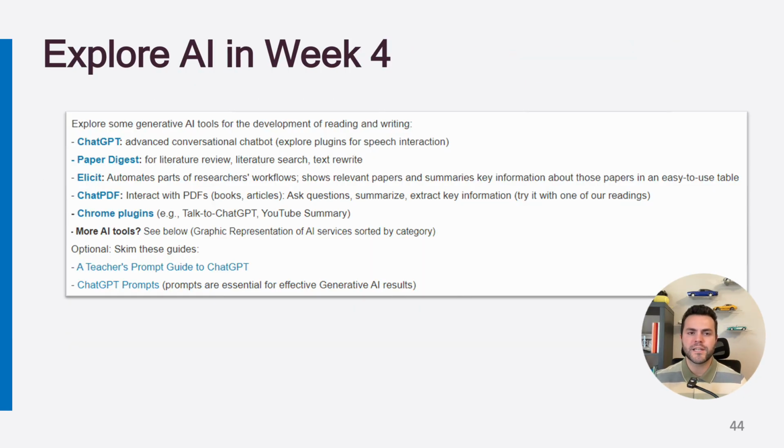All right, before I end the lecture, I'm going to ask you to explore some Gen AI tools in week 4, and please focus on reading and writing. You may consider exploring ChatGPT, Paper Digest for literature review, Elicit for automating parts of researchers' workflows, ChatPDF, and Chrome plugins like Talk to ChatGPT or YouTube Summary. You may also consider skimming through these optional readings, like a teacher's prompt guide to ChatGPT and ChatGPT prompts.